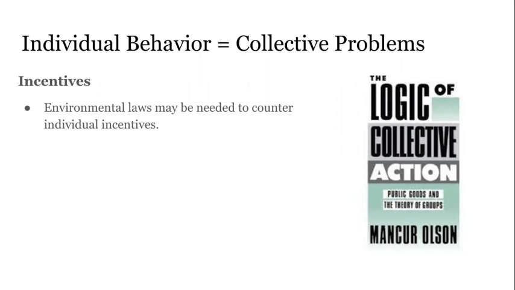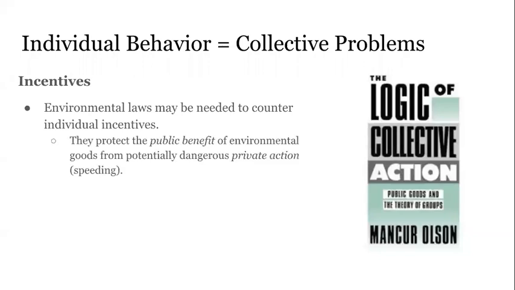And climate change is probably one of the great examples of where you have this collective issue from a lot of individual actions that aggregates because that carbon sits up there for so long. So in terms of incentives, the individual rational behavior leads to collectively irrational results, one of the main findings of Mancur Olson's work. So environmental laws may be needed to counter individual incentives.